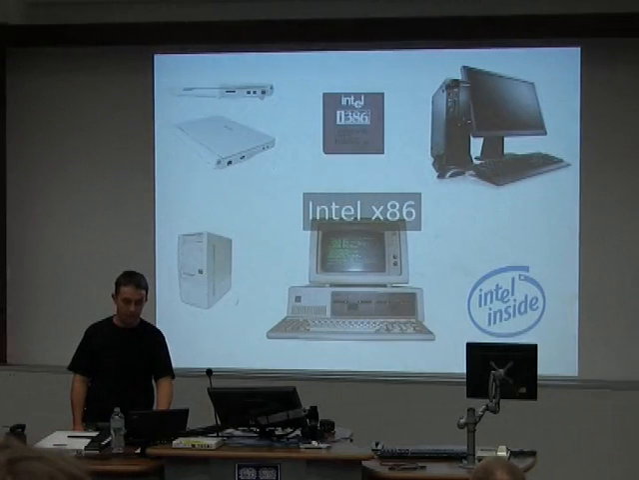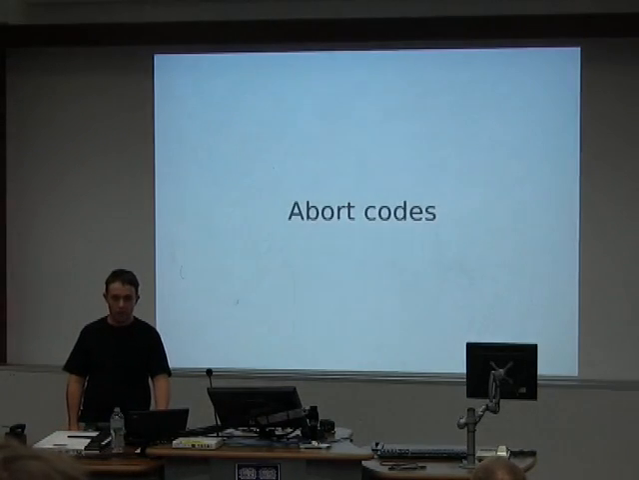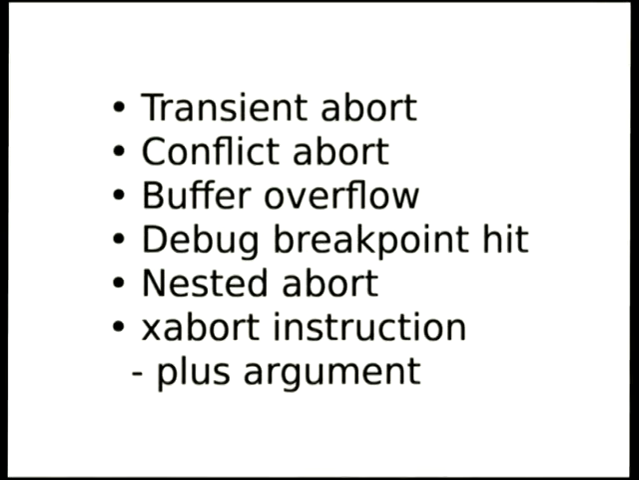So Intel's x86, one of the most important things we have is your abort codes. Why did you abort? The most important one at the top is your transient abort. This is a best guess by the hardware to say, I think this abort was a transient problem. If you were to retry, it may actually work, as opposed to a persistent fault, which if you retry, is not going to pass. It's a best guess by the hardware. It may not actually be able to tell you.